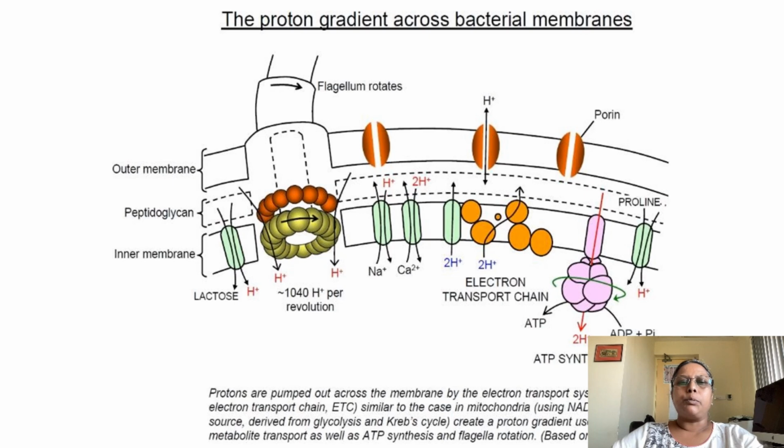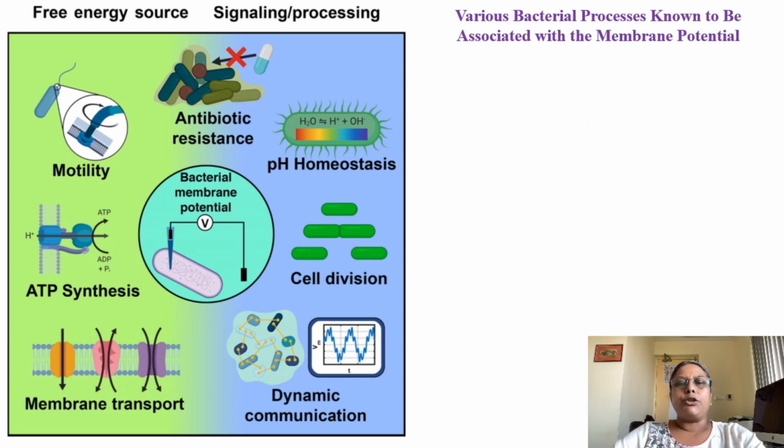Besides transport, proton motive force also helps accomplish a multitude of functions in a bacterial cell, including but not restricted to flagellar movement, pH homeostasis, motility, as I mentioned previously, ATP synthesis, membrane transport, as well as dynamic communication. So, the bacteria also utilize their membrane potential as a means of signaling and processing information.